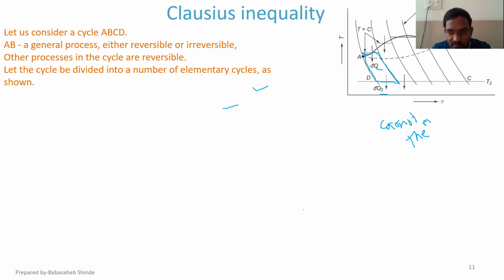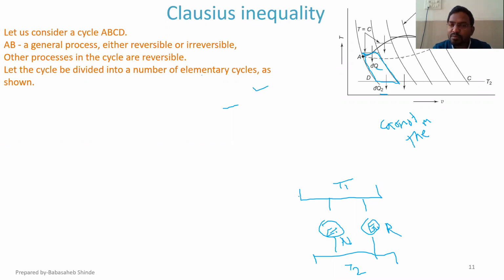Let me offer a hint. Suppose there is a source at temperature T1, a sink at temperature T2, there is one engine E1 operating between that source and sink, and there is another engine E2 operating between the same source and sink. E2 is reversible and E1 is a normal engine. Which one is going to have higher efficiency? E2, the reversible heat engine. Reversible engine, and that is the Carnot theorem.